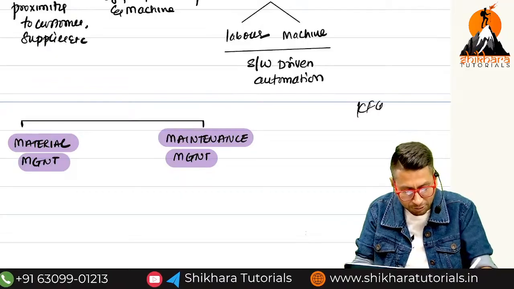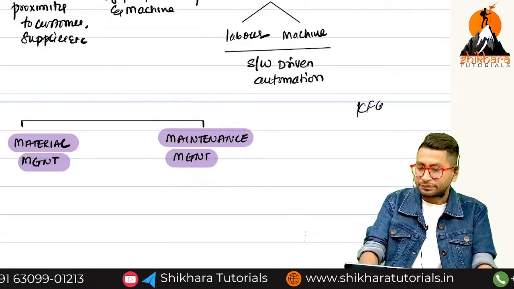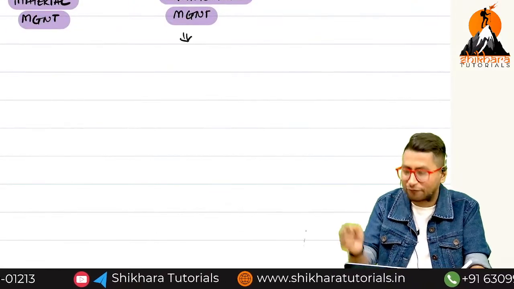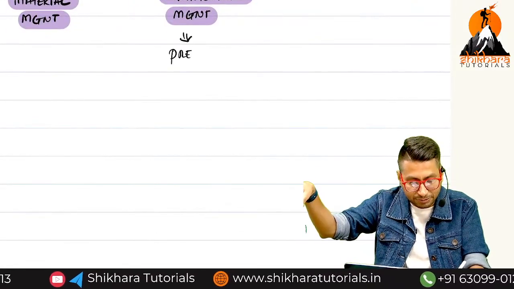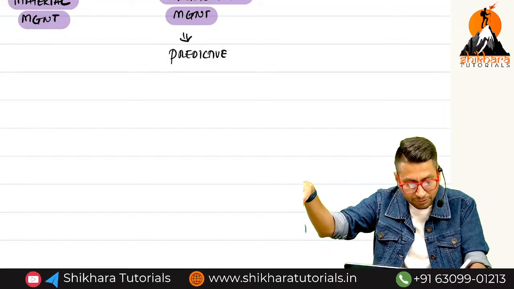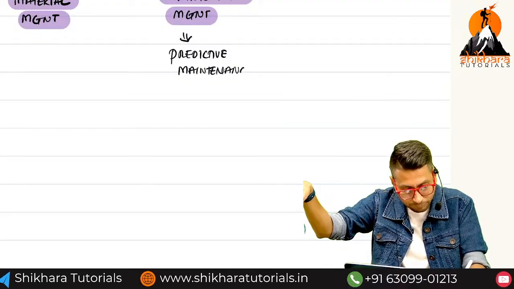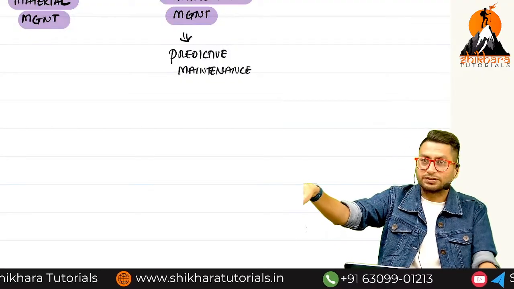And then we have what? Maintenance management. Tesla uses a technology called predictive maintenance. Which maintenance? Predictive. Sensors will be there, right?